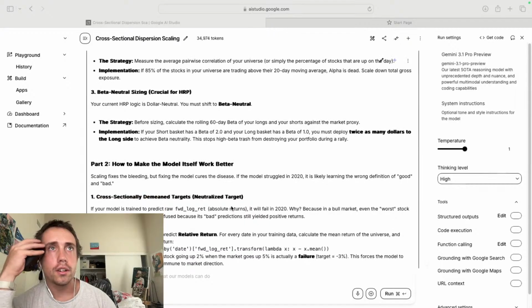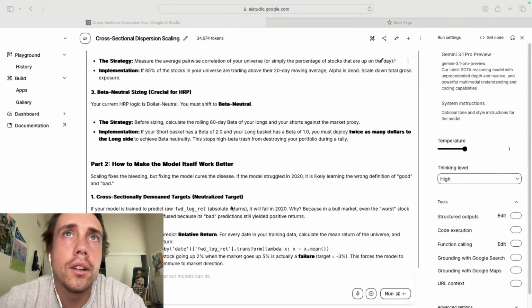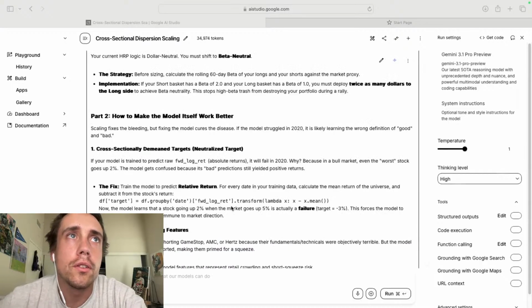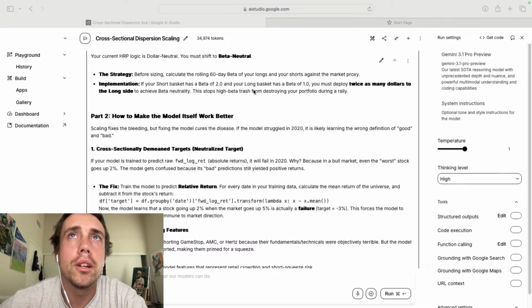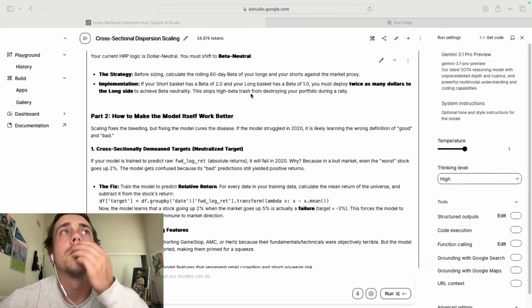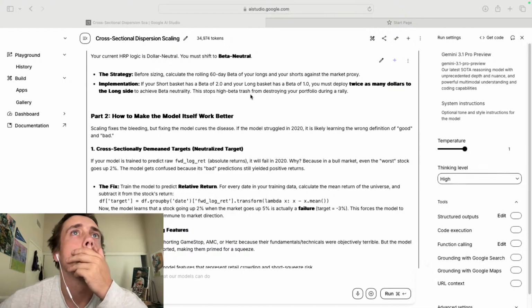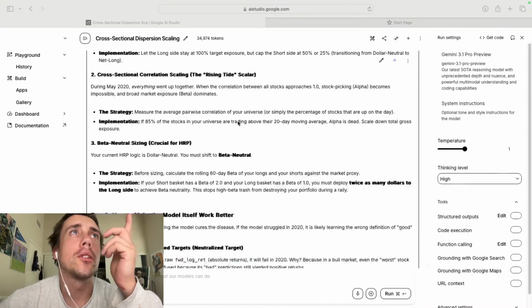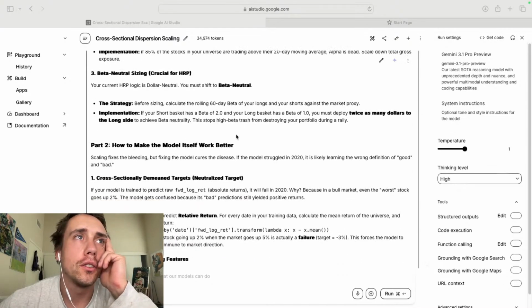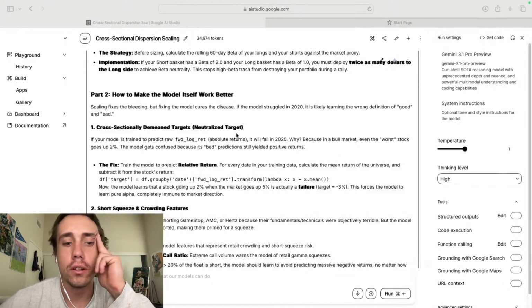Before sizing, calculate the rolling 60-day beta of your longs and your shorts against the market proxy. Implementation. If your short basket has a beta of 2 and your long basket has a beta of 1, beta neutral. So beta is market movement, alpha is individual stock relative to the market.